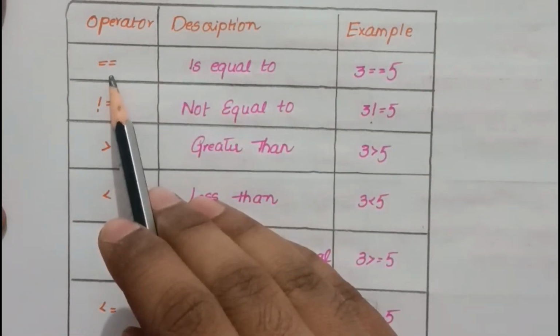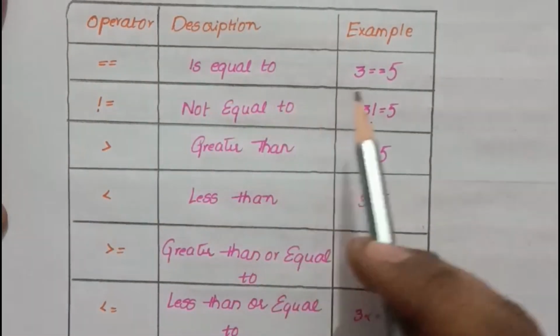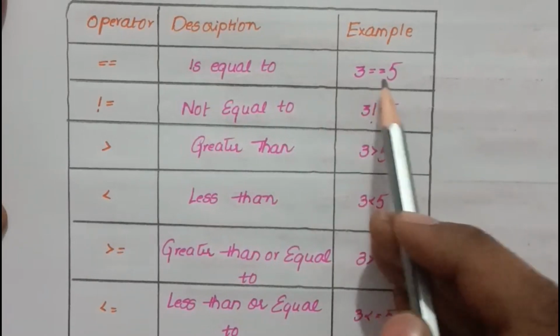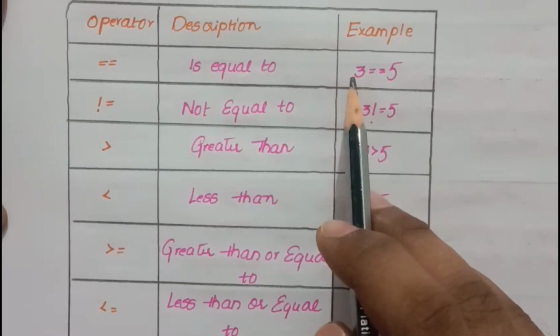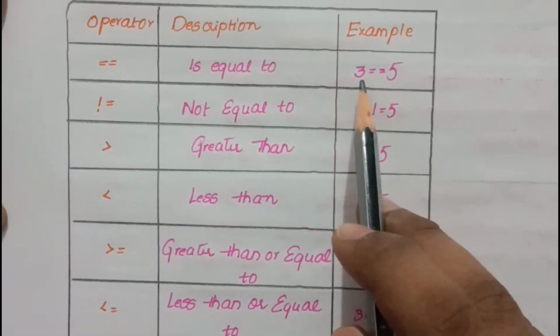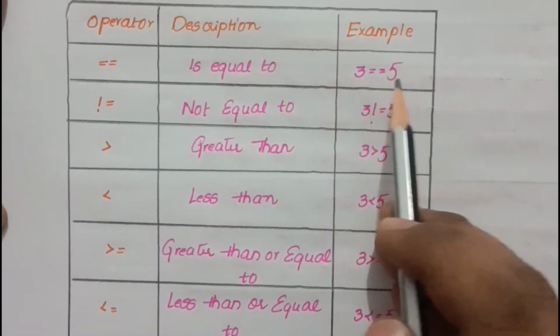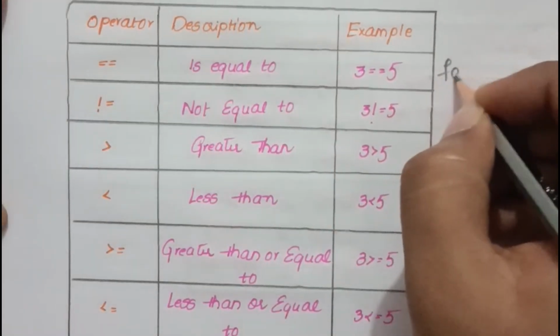Double equals to is called "is equal to". Here is an example: 3 double equals to 5. We are comparing the values of the right hand side and left hand side. Is 3 double equals to 5? No, false. So it returns false.